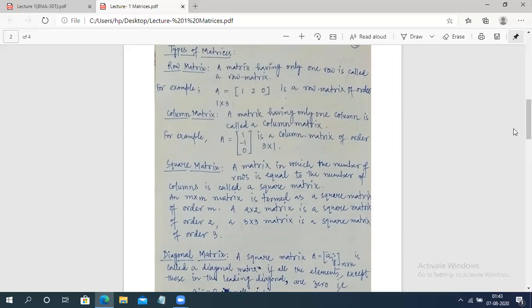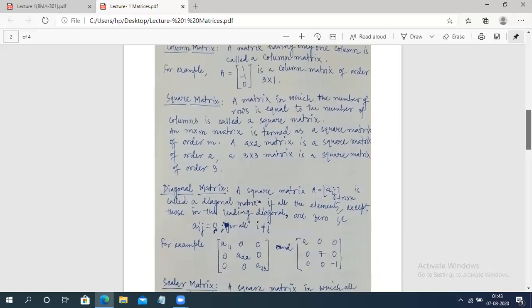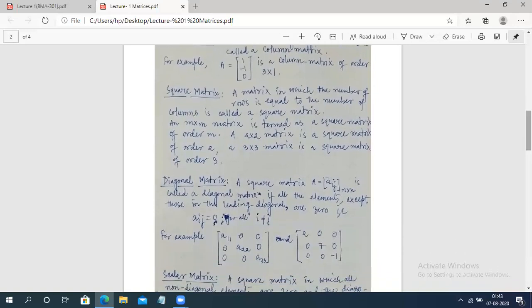Now, what is a square matrix? Square matrix means a matrix having the same number of rows and columns. That means if m is equal to n, then we say that this is a square matrix. Square matrix of order 2, that means 2 rows, 2 columns. This is a matrix of order 2 by 2. A square matrix of order 3 means the matrix is of order 3 by 3. Okay, square matrix means same number of rows and columns. Clear?